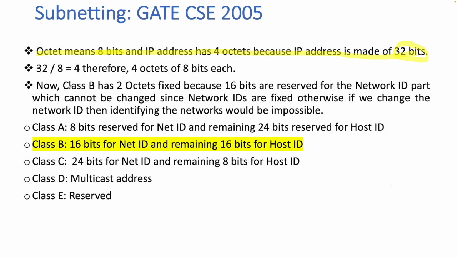Now class B has 2 octets fixed. Why? Because 16 bits are reserved for the network ID part, right? So 8 plus 8 bits are fixed in the class B network part. And we cannot change the network part, we already know that. Now 16 bits are for net ID, network ID, and the remaining 16 bits for host ID.